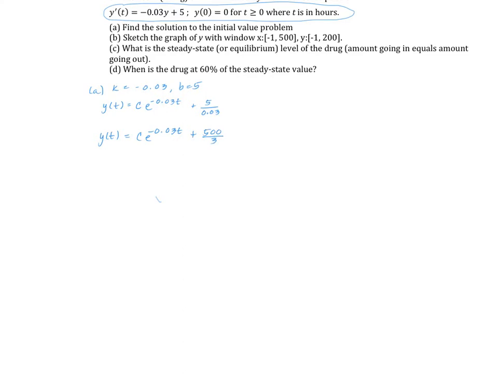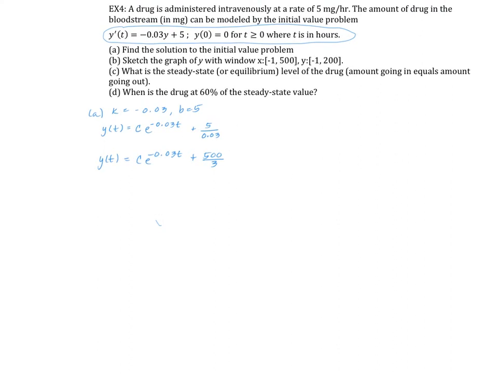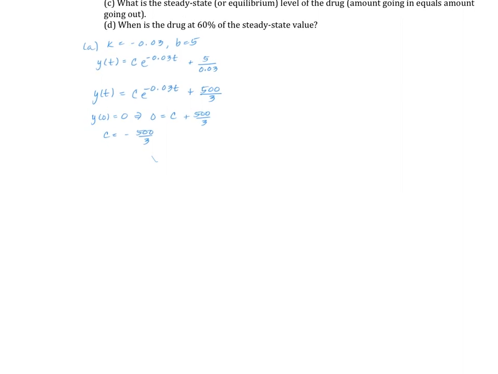The initial condition is that y of 0 is 0. So if y of 0 is equal to 0, then that means that 0 is equal to, if t is 0, this is just c, plus 500 over 3. So c is equal to negative 500 over 3. And the solution to this initial value problem is y of t equal to negative 500 over 3 e to the negative 0.03t plus 500 over 3.